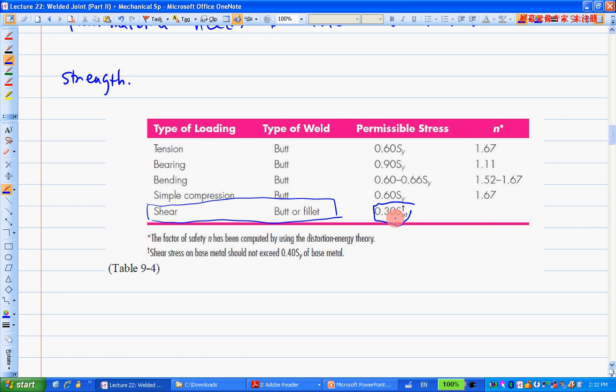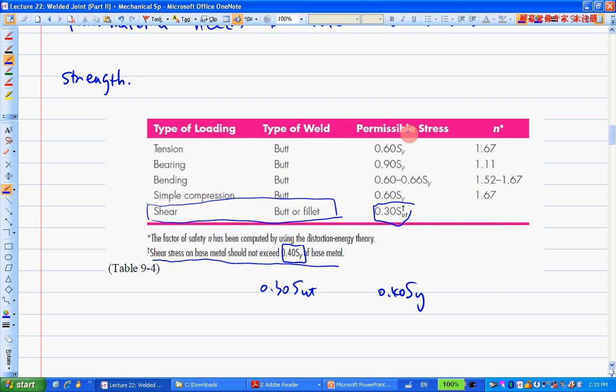0.30 SUT. However, there's another one you need to be careful about. At the bottom, in the footnote, there's another one that says the shear stress on the base metal should not exceed 0.4 SY of the base metal. So our guidelines actually have two things, just remember there are two: 0.30 SUT and 0.40 SY.